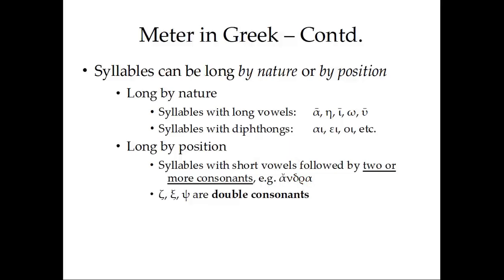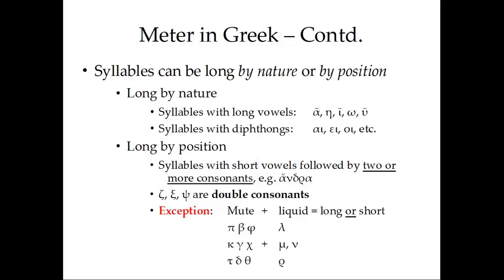Zeta, xi, and psi are double consonants, so they actually count as two. So if you have a short vowel before one of them, it counts as long by position. There are some exceptions. These are details you don't have to memorize, but good to know that they're out there.